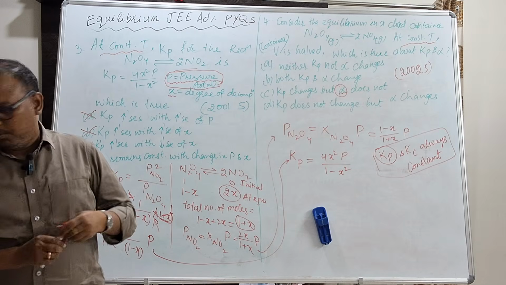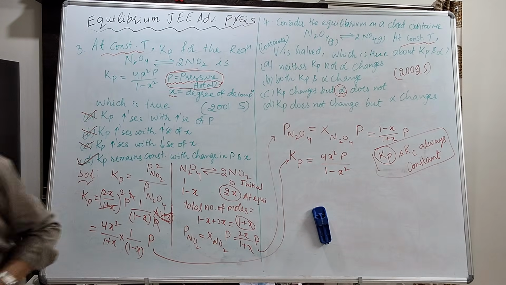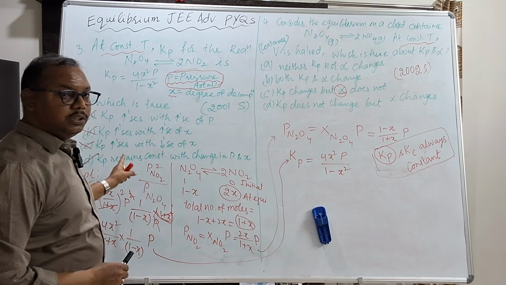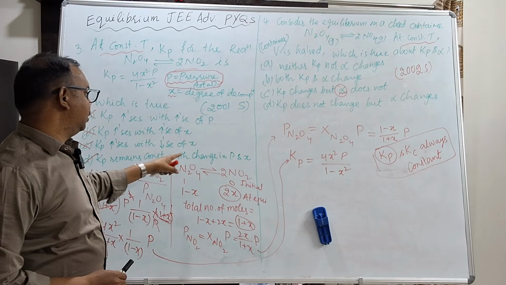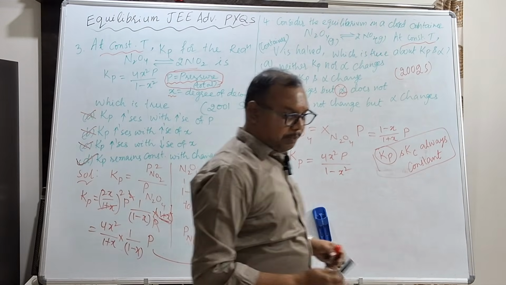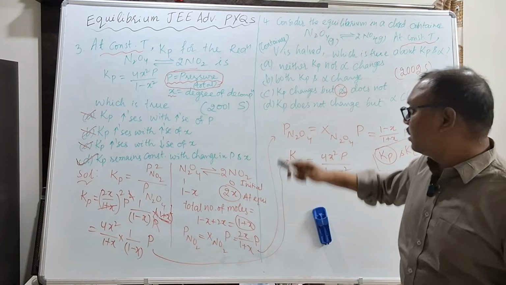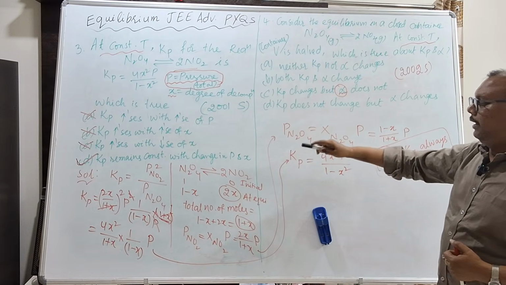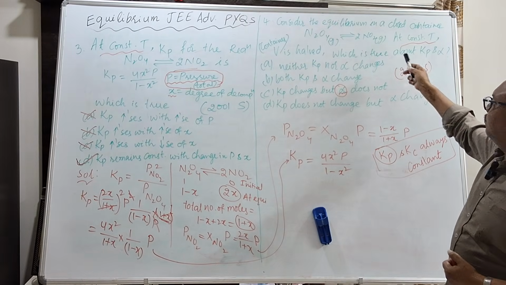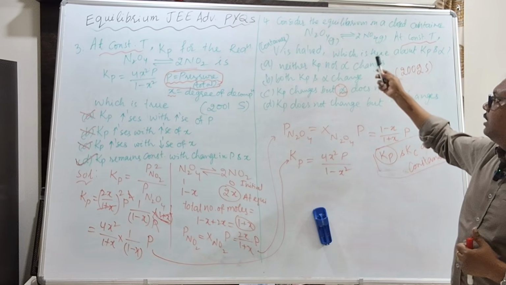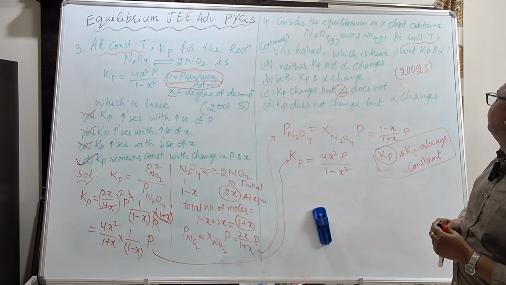I'll give you one more derivation here with respect to the question. Now, for this question it is correct: Kp remains constant with the change in P and x. How the change in P and x influences it was given in this question. Here, it is the same conditions, but the extra condition is added in the fourth question. What is that?